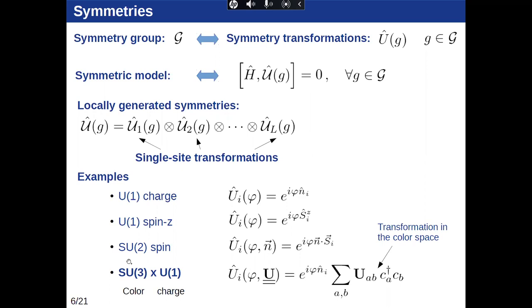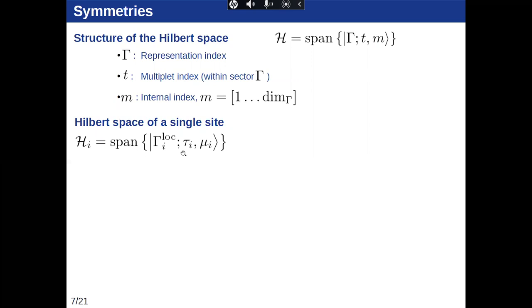Okay, if I have a symmetry, then my Hilbert space can be spanned according to multiplets. So now we are spanning the Hilbert space by putting the states into different representations. These gammas are representations of the symmetry group. For the simple U1 symmetry, gamma is just the charge. For the SU2, gamma represents the total spin. And for the SU3 cross U1 symmetry, gamma is an SU3 representation index combined with the U1 charge. So this is the representation index.